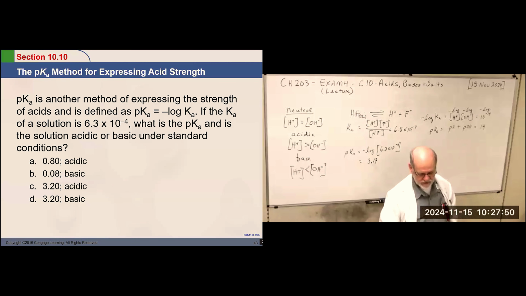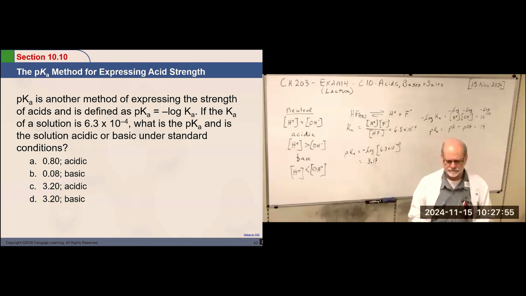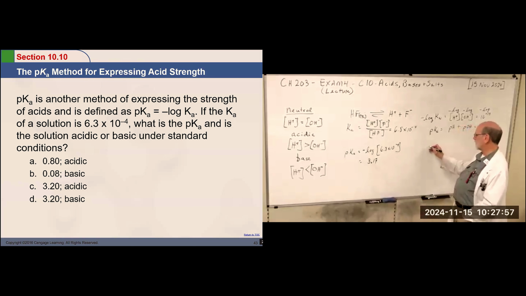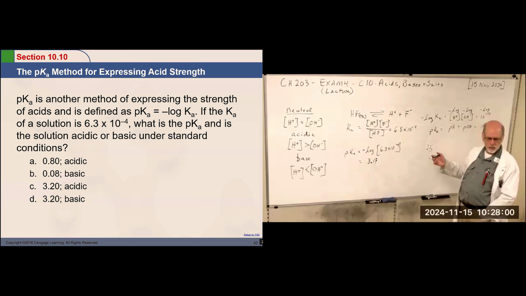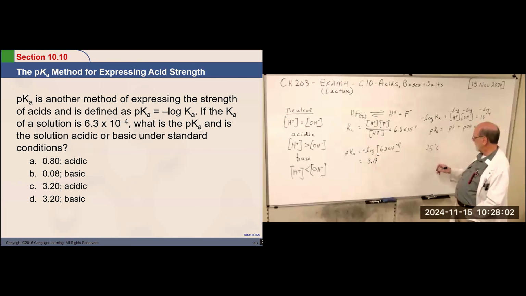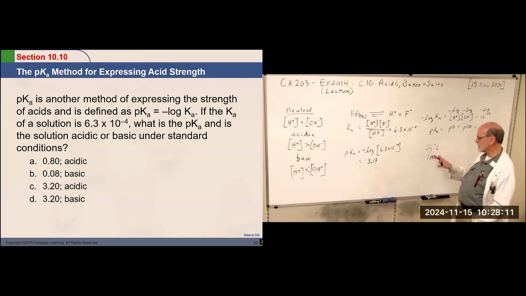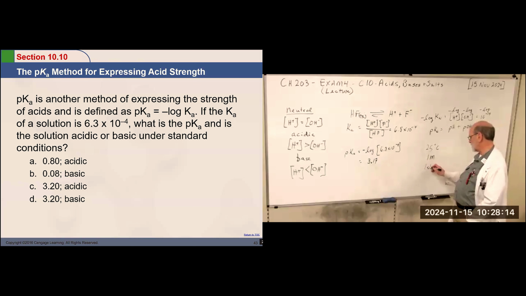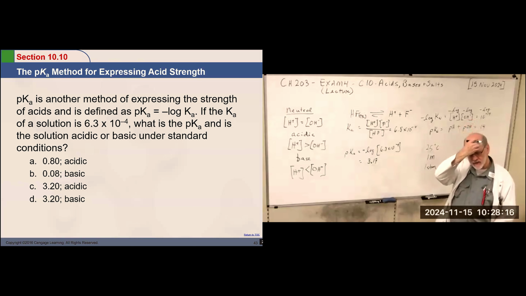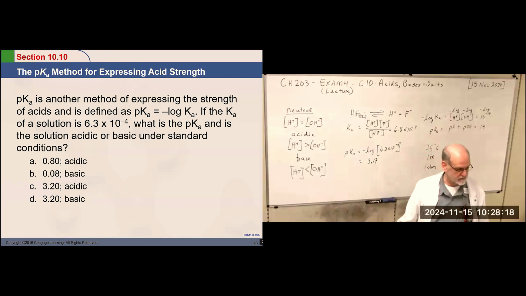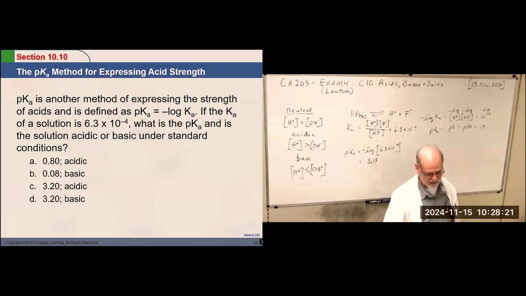And is the solution acidic or basic under standard conditions? What are standard conditions? Well, 25 degrees C. Let's see, 1 molar concentration, so that's pretty concentrated. And if there are gases involved, it's 1 atmosphere pressure. So under standard conditions, I would expect it to be acidic with a 3.2 pKa. Okay.